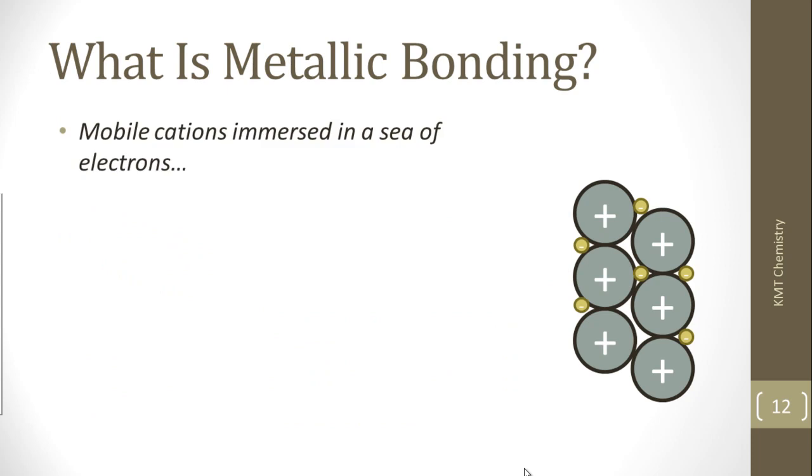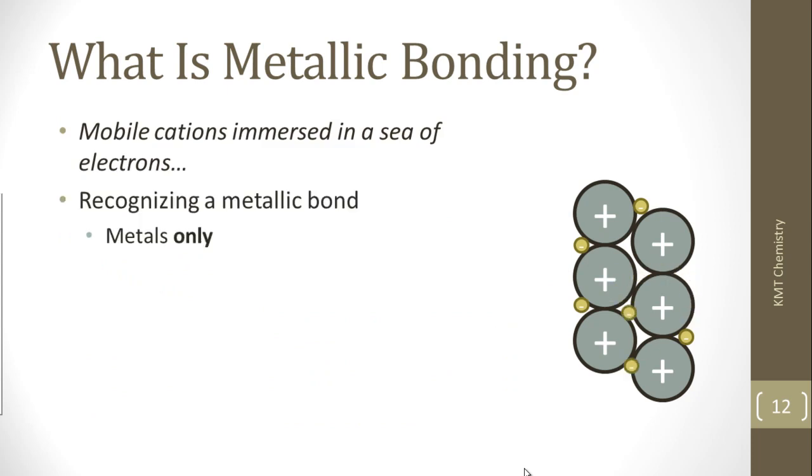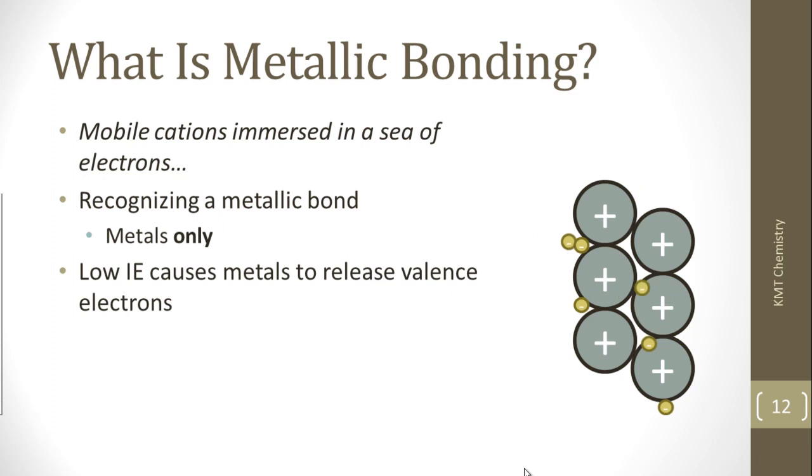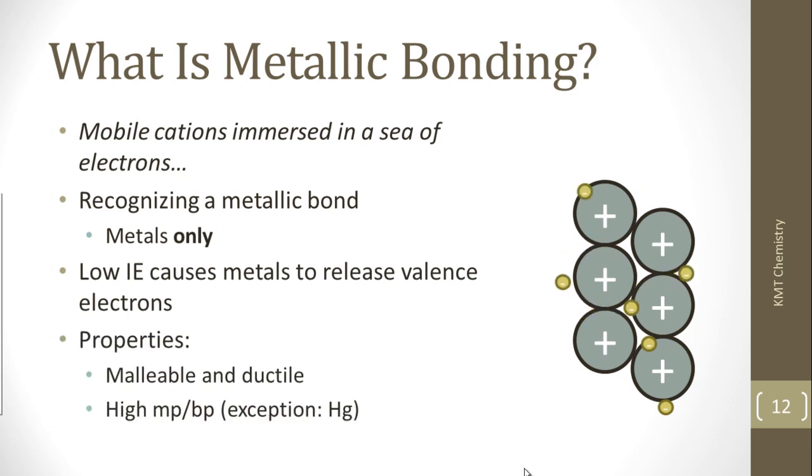Metallic bonding is defined as mobile cations immersed in a sea of electrons. To recognize a metallic bond, you're talking about a substance that only contains metals. Metals only. The low ionization energy of metals causes them to release valence electrons, which will lead to properties such as being malleable and ductile, and having high melting point and boiling point.